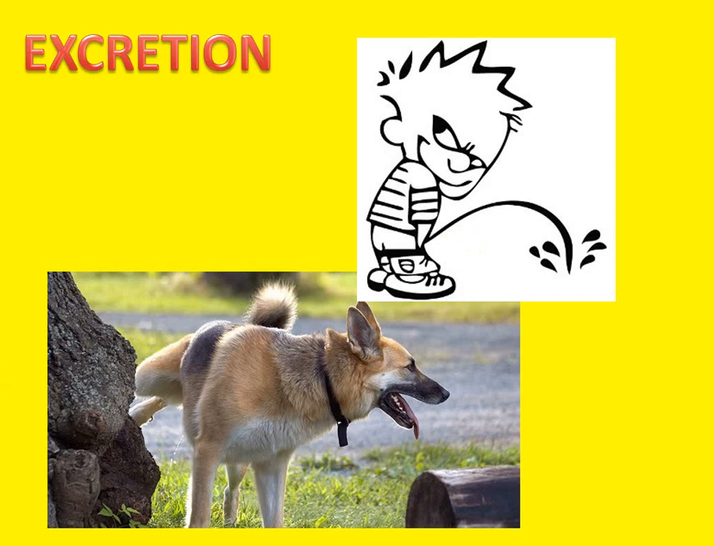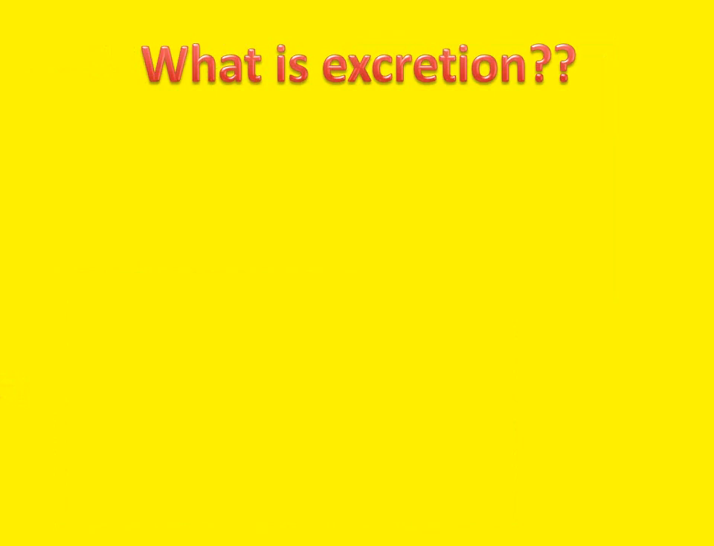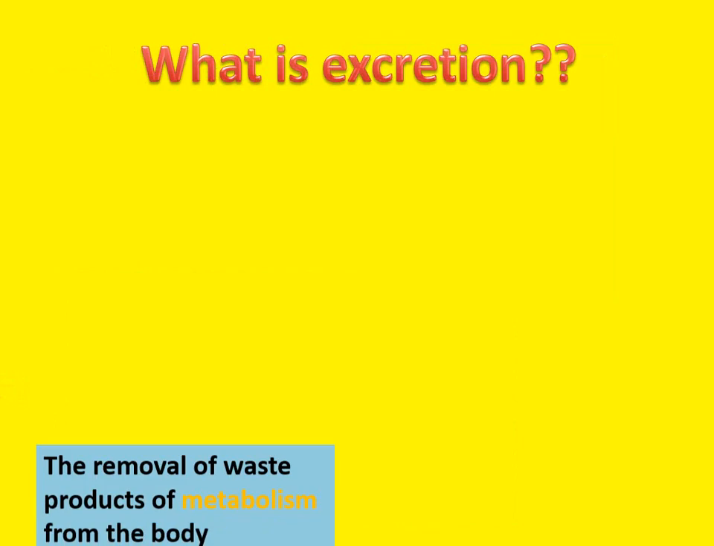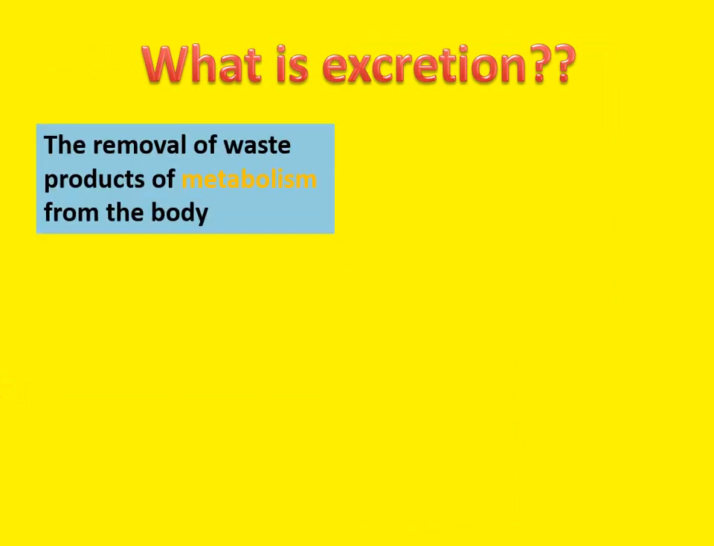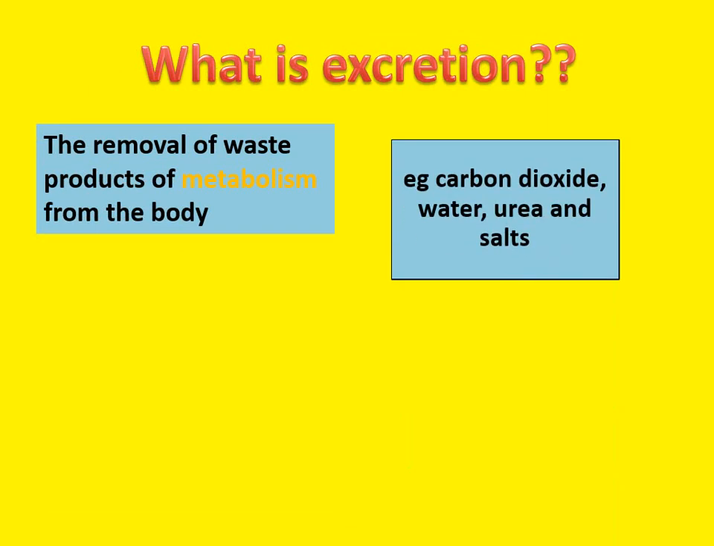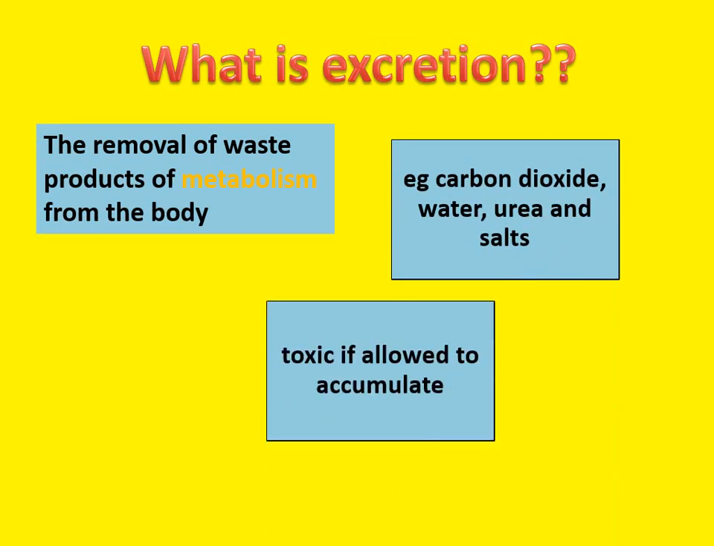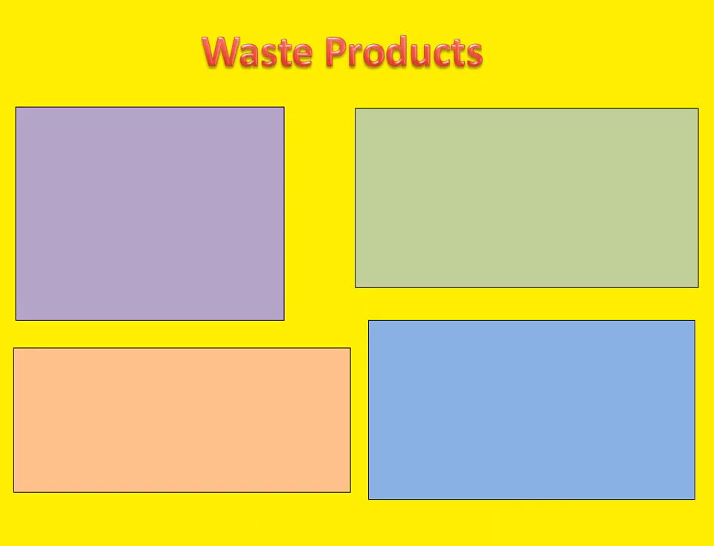Firstly, we need to know what excretion is, and this is the removal of waste products of metabolism from the body. So the removal of metabolic wastes such as water, carbon dioxide, urea, and salts. These can get toxic if they are allowed to accumulate in the body, so we need to get rid of them. The first one we focus on is carbon dioxide.